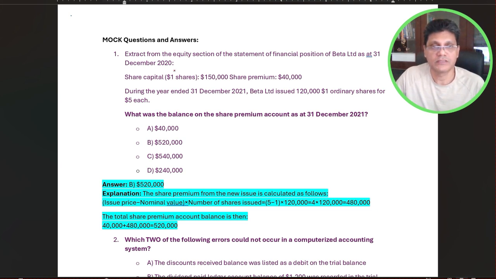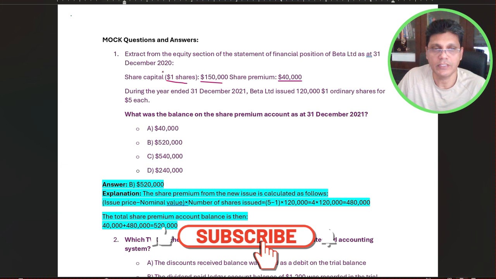Let's try to answer these mock type questions. The first question is: extract from the equity section of the statement of financial position of Beta Limited as at 31st December 2020 is given below. Share capital account is $1 each. The value is 150,000 US dollars and the share premium is 40,000. So these are the opening balances as at 31st December 2020.